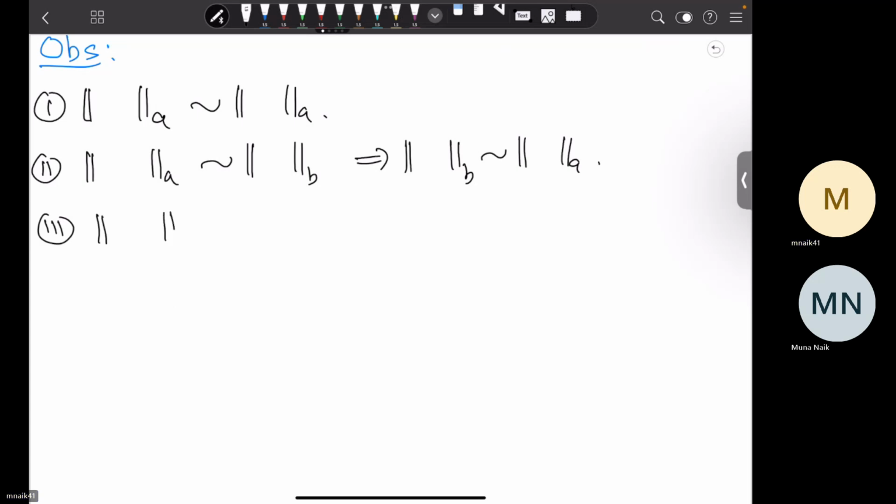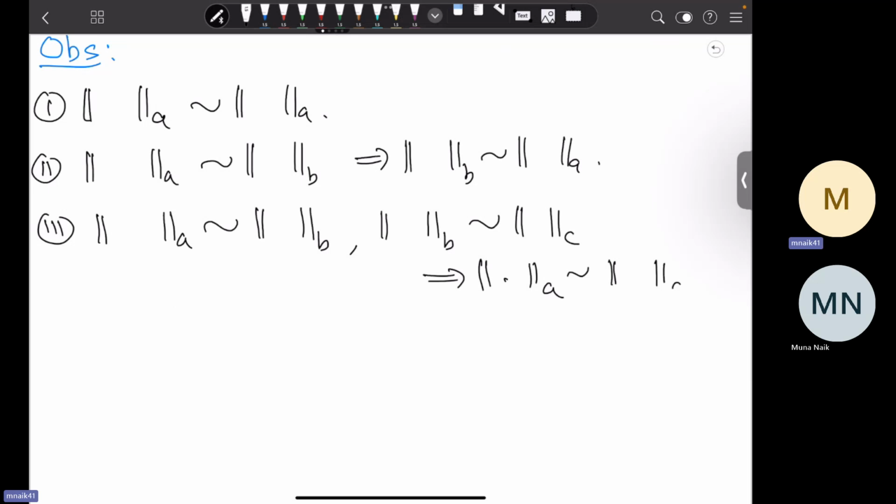The third thing is, if norm A is equivalent to norm B, and norm B is equivalent to norm C, then that will imply that norm A is equivalent to norm C. So this says that equivalence of norms is a transitive relation. And the second one says that this is symmetric. Equivalence of norms is a symmetric relation.